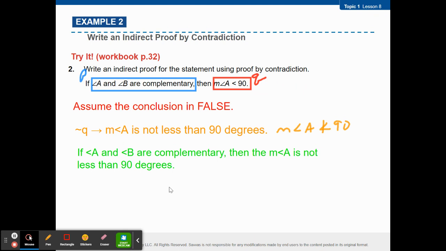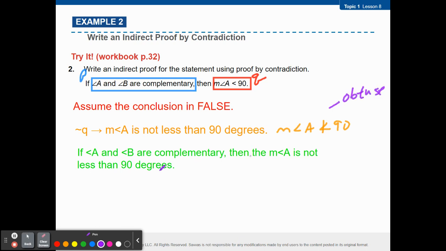For complementary angles, we have to have at least how many angles, and what types of angles do we have to have? Acute. So if we're saying that the measure of angle A is not less than 90 degrees, what kind of an angle would it be then? It's not acute. It has to be obtuse.